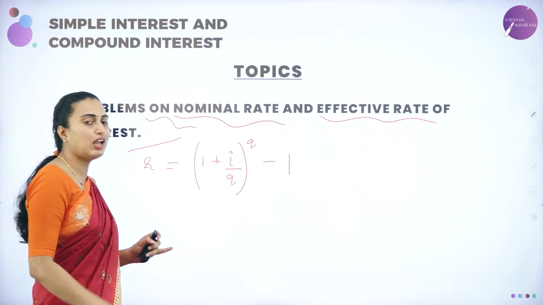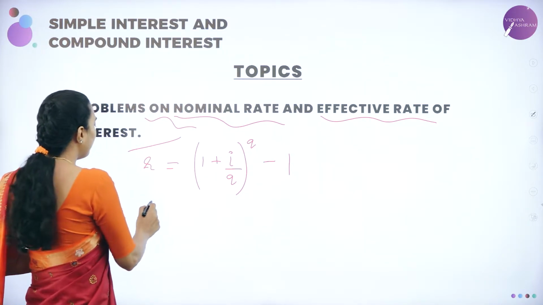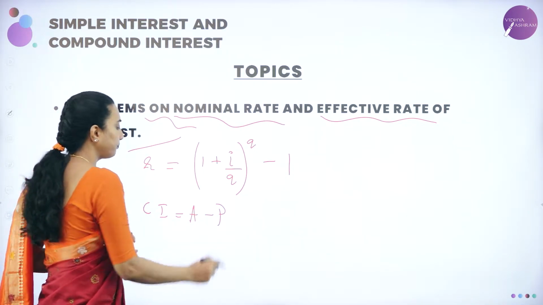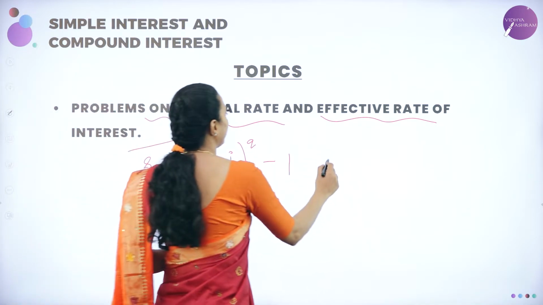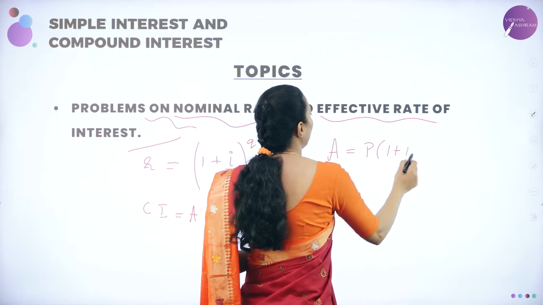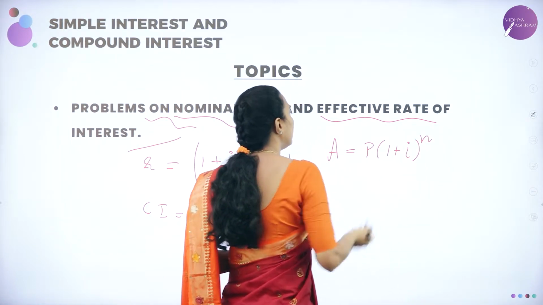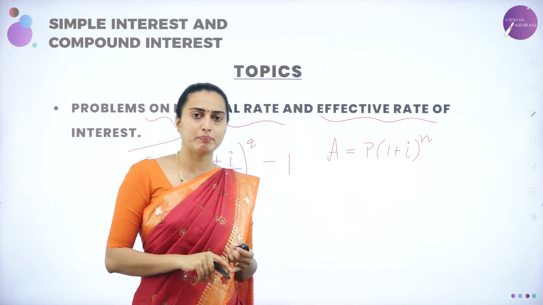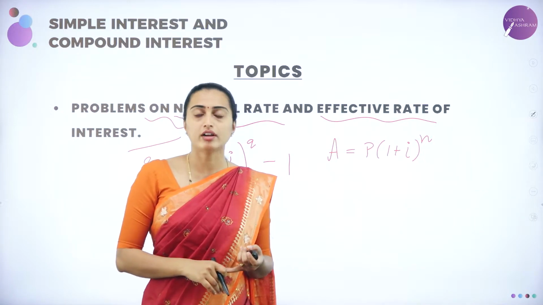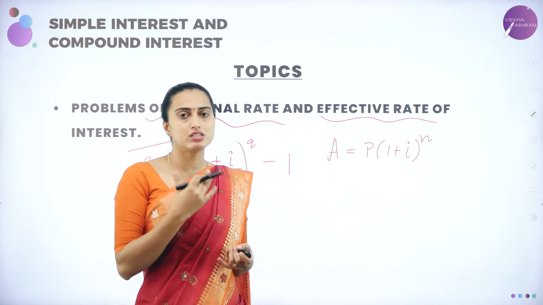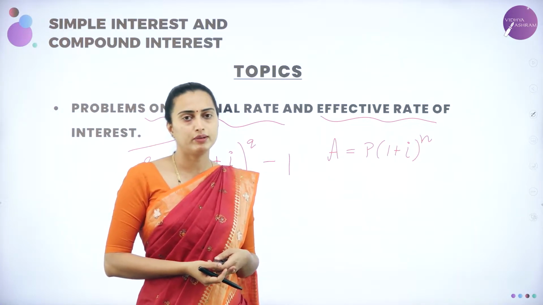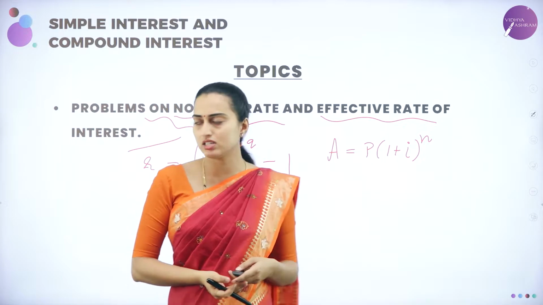And also, if they ask you to find the compound interest, it is given by the formula A minus P. Again, A is given by P into 1 plus i whole to the power of n, or 1 plus r whole to the power of n. r can be converted into decimals or fractions, isn't it? So these are all the formulas you should remember to solve the problems. Okay, we'll move on to the problems they have asked here.